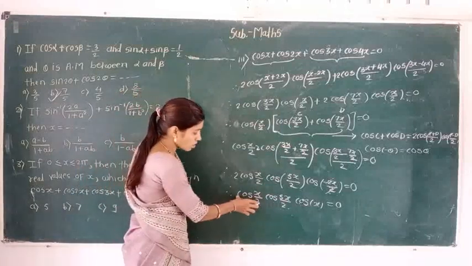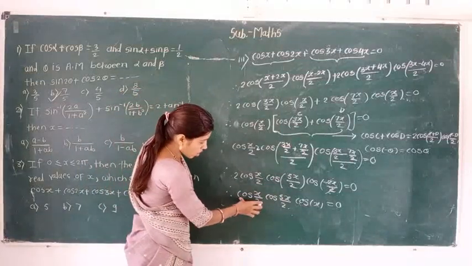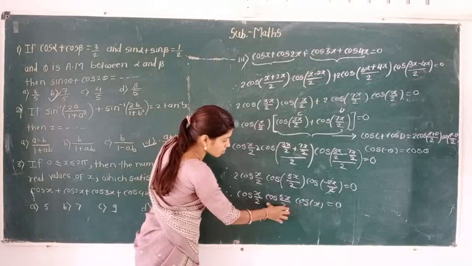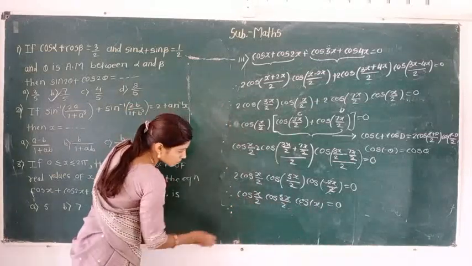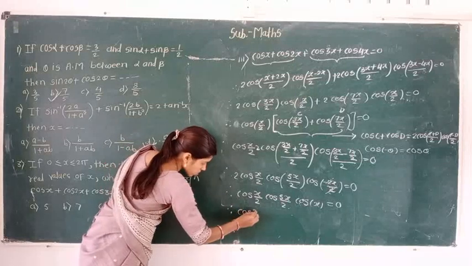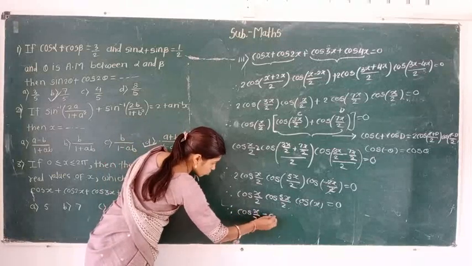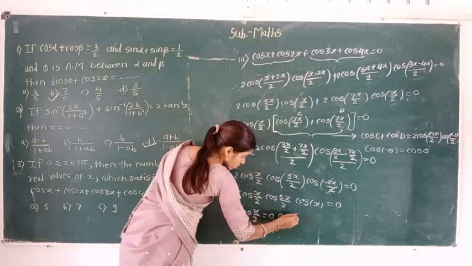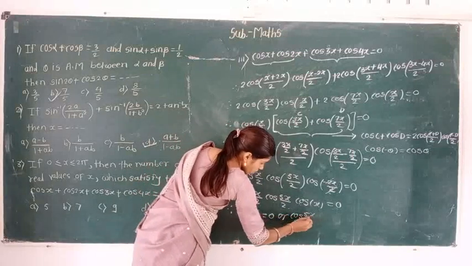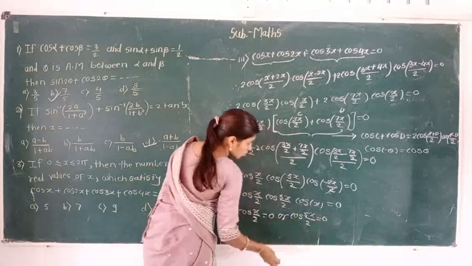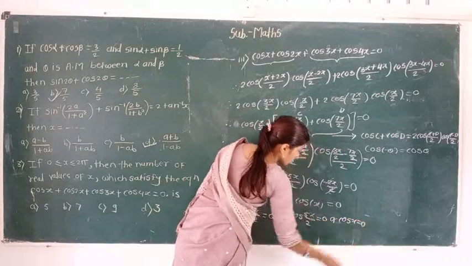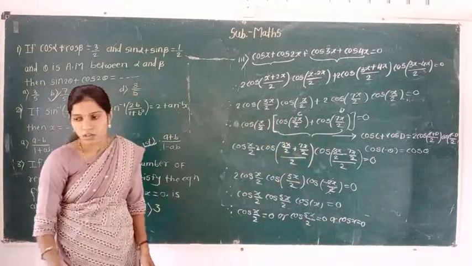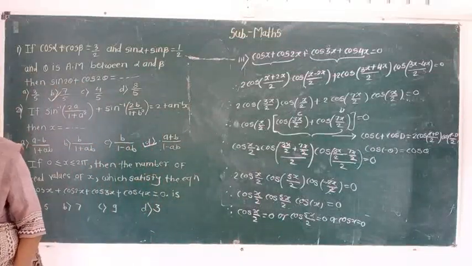And we know that in this condition either the first term is 0, otherwise the second term is 0, otherwise the last term is 0. So we can write here cos(x/2) = 0 or cos(5x/2) = 0 or cos x = 0. So use the standard result.